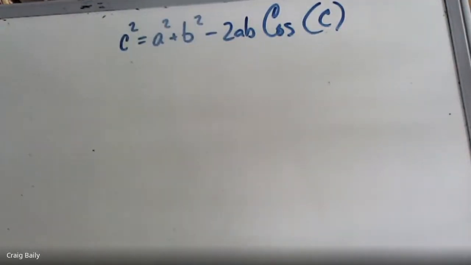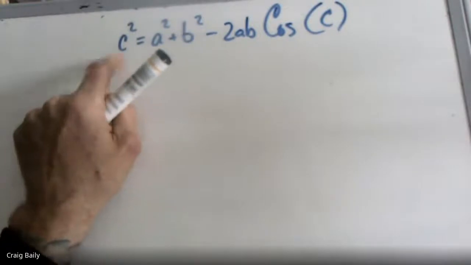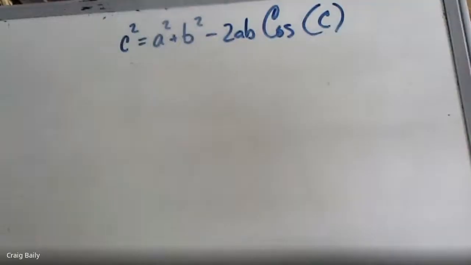Hey everybody, I've had enough of you asking me how to change the cosine rule for finding a side length so that it finds an angle. So I just wanted to walk through that with you.